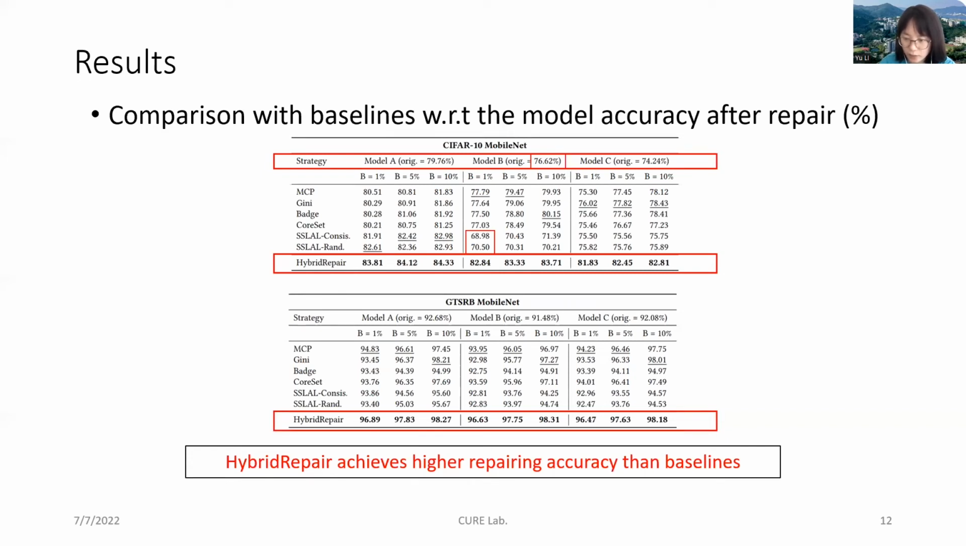First, in general, HybridRepair consistently improves the model accuracy after repairing and outperforms the baselines in all datasets and models. Second, the performance of the two semi-supervised learning-based methods is not stable. These methods can downgrade the model performance sometimes. In contrast, HybridRepair can improve the model accuracy even under distributional shift scenarios.